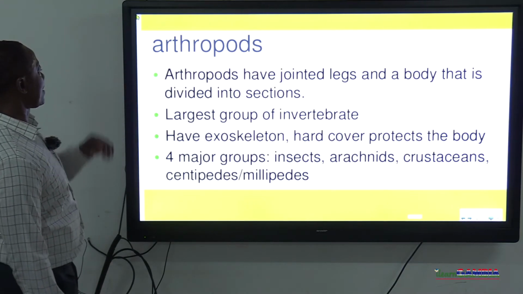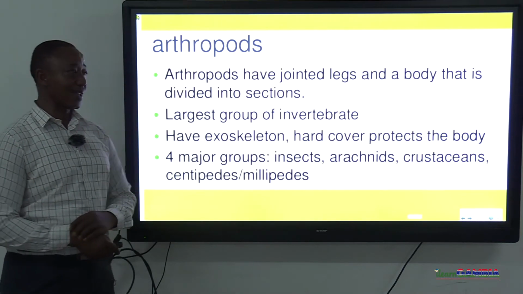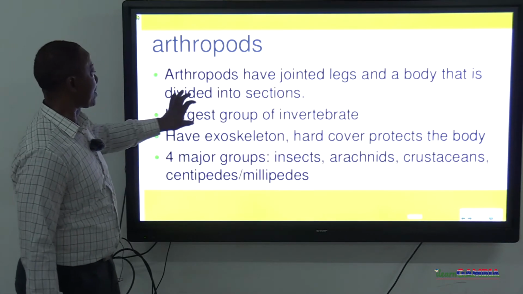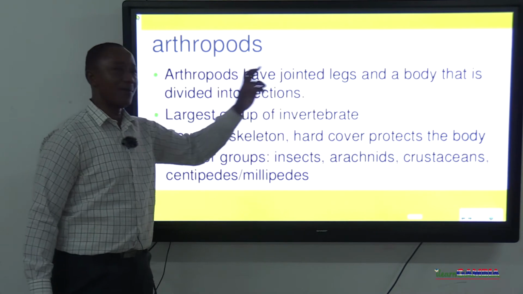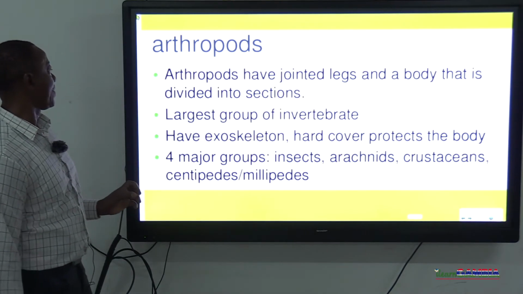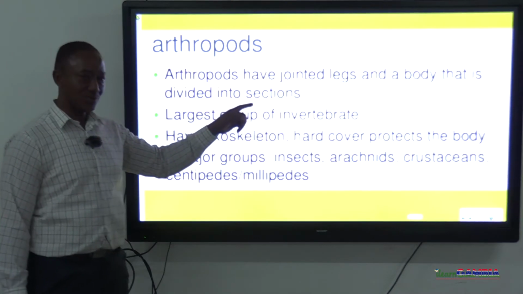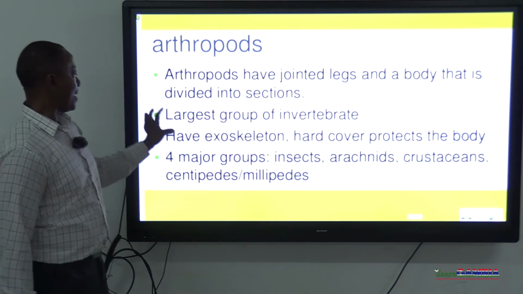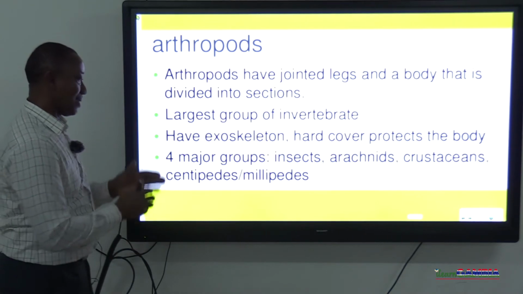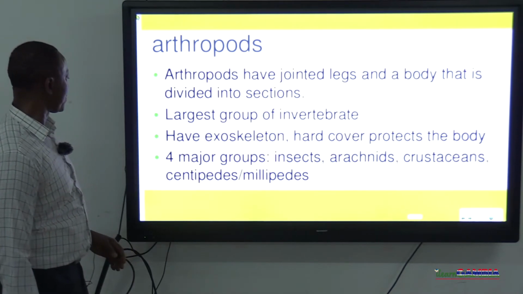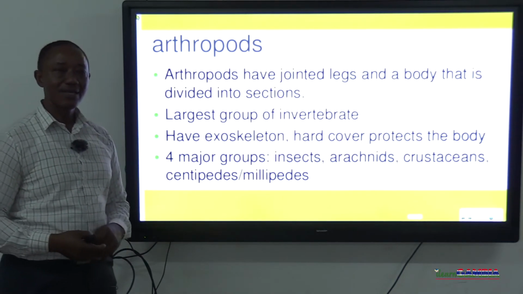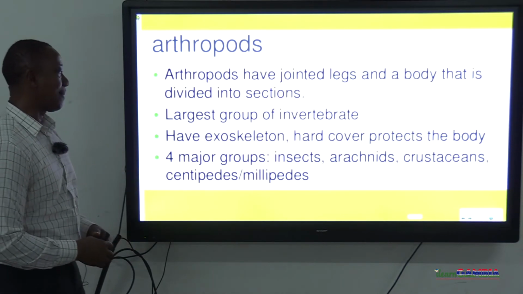Next group, we look at the arthropods. This is the biggest group. Why are they called arthropods? Because they have jointed legs, and their bodies are also jointed. Their body is divided into three sections: a head, a thorax, and an abdomen. They are the largest group of invertebrates, and hence they have a lot of subgroups. They have an exoskeleton. That means the skeleton is on the outside of the body.